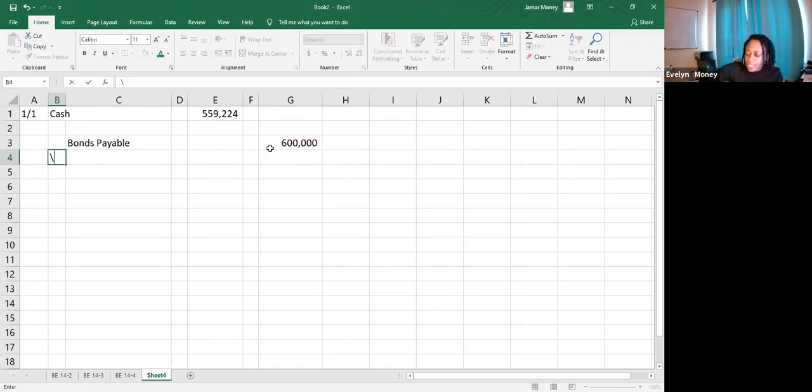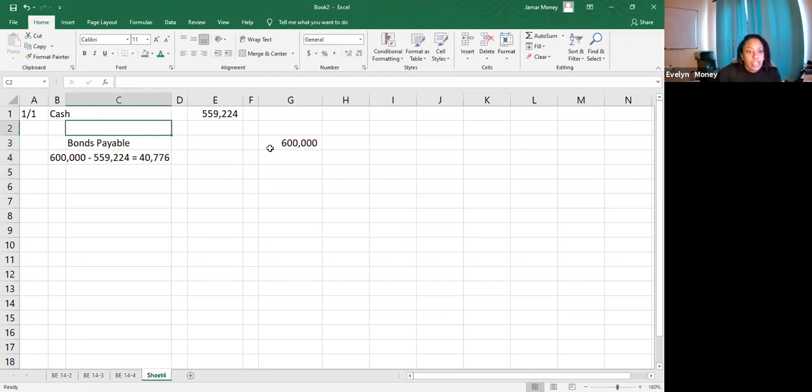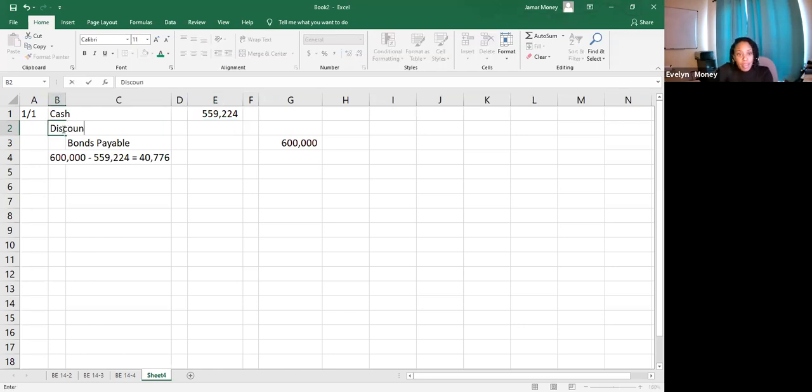So let's take 600 minus 559,224. And when we do that math, we end up getting the 40,776. Now, in order to make my entry balance, I need more on the debit side, which does make sense because we said these bonds were issued at a discount, and when bonds are issued at a discount, we need to use the contra liability account, discount on bonds payable. That account does have a normal debit balance.